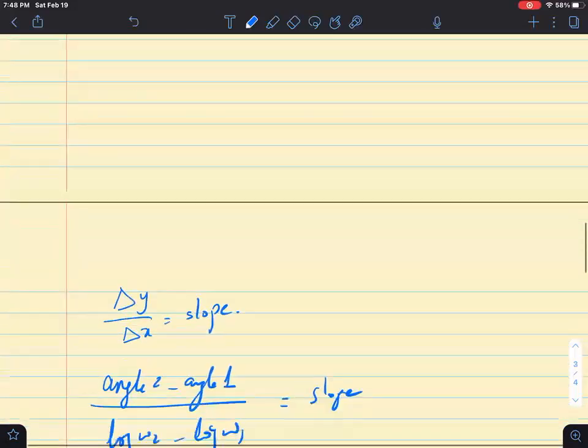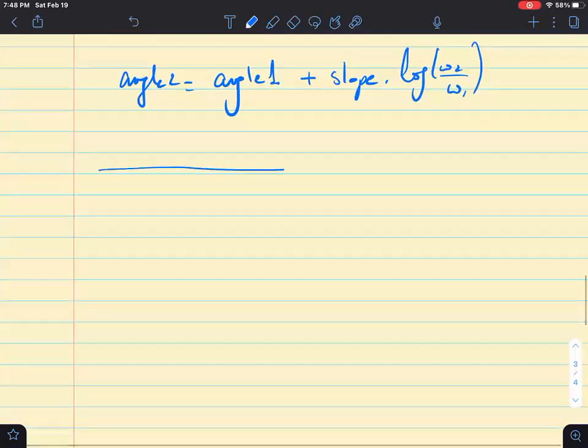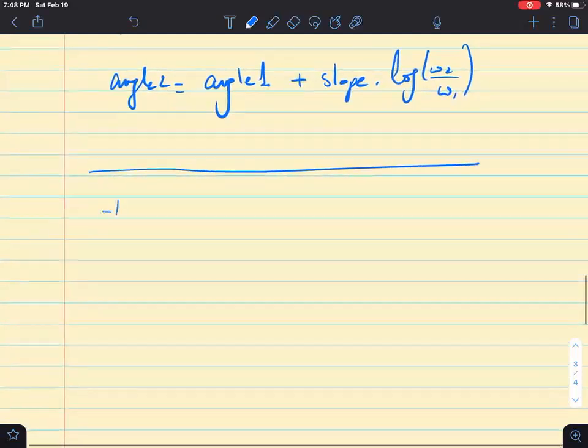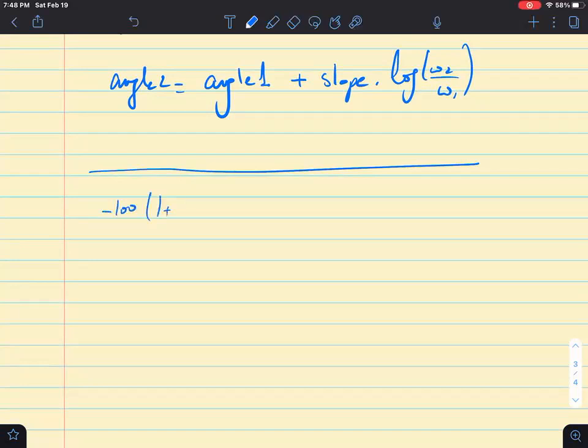If somebody asks us for this system, which was minus 100 times (1 plus s over 10 to the 5) over (1 plus s over 10 to the 4), what is the phase at infinity?